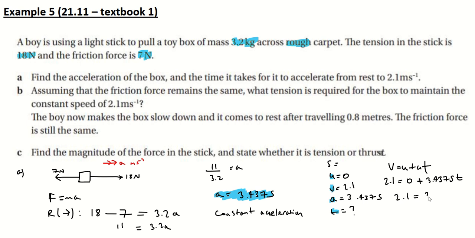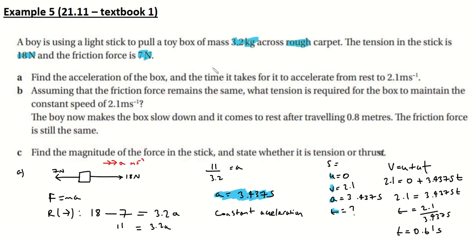So I've got 2.1 equals 3.4375t. Divide both sides by the acceleration, and if we do that, we'll end up with t equal to 0.611, so 0.61 seconds. Alright, now that we've got the time of 0.61 seconds, let's do part B.